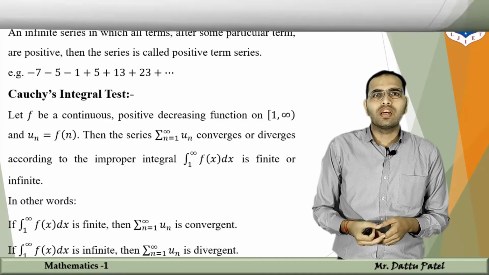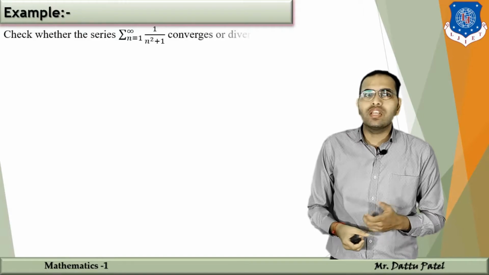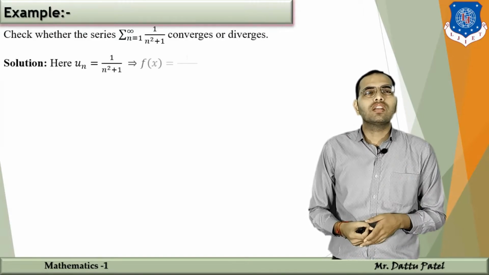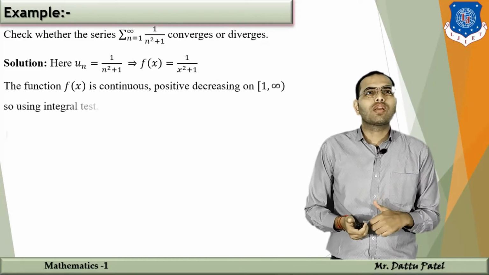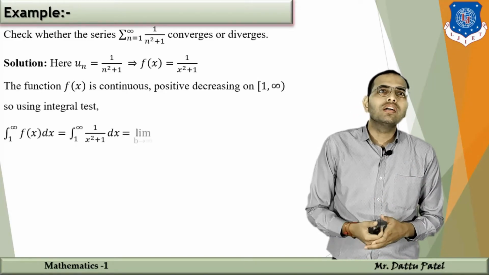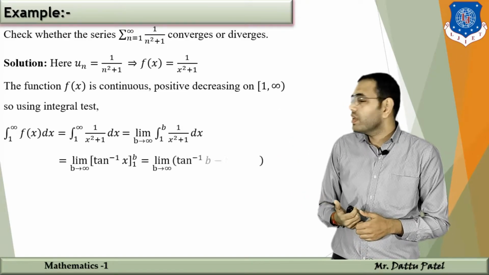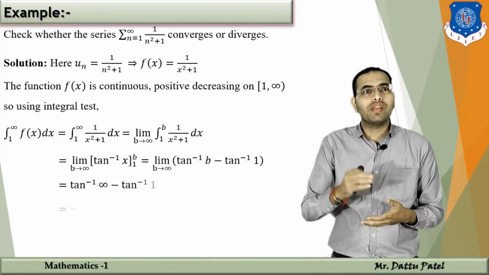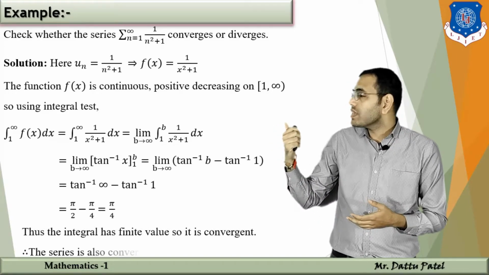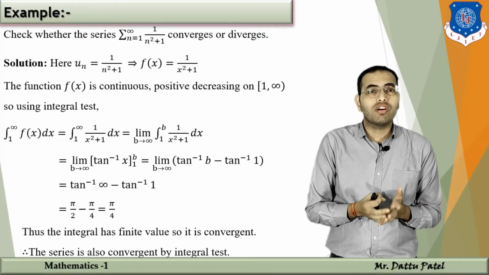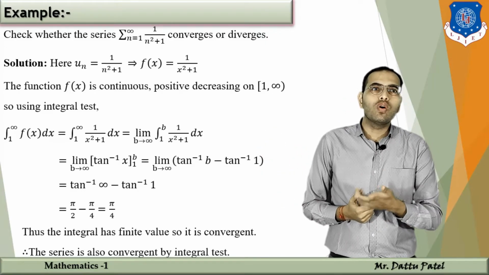Now let's check out one example based on Cauchy integral test. Check whether the series summation n equals 1 to infinity 1 upon n square plus 1 is convergent or divergent. Here un equals 1 upon n square plus 1, that is our f of n. Now replacing n with x, f of x equals 1 upon x square plus 1, that is our continuous, positive, decreasing function on interval 1 to infinity.